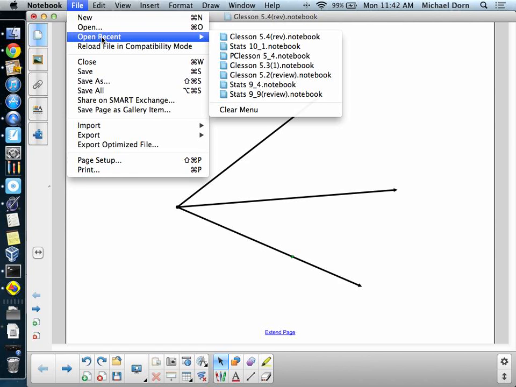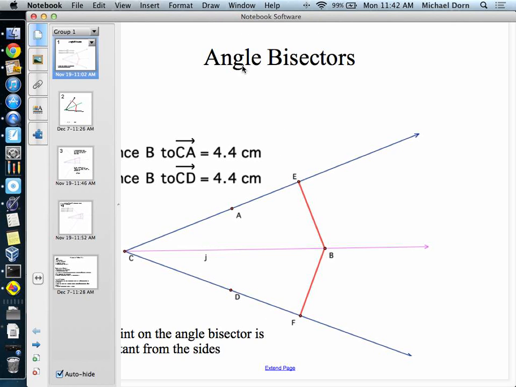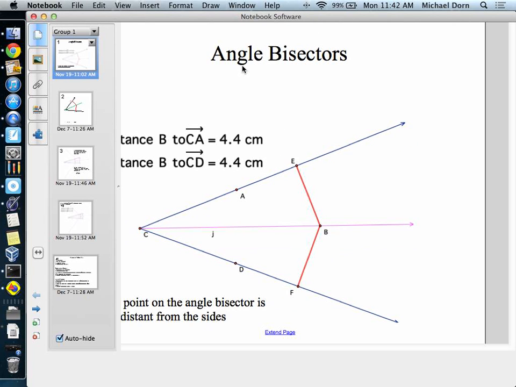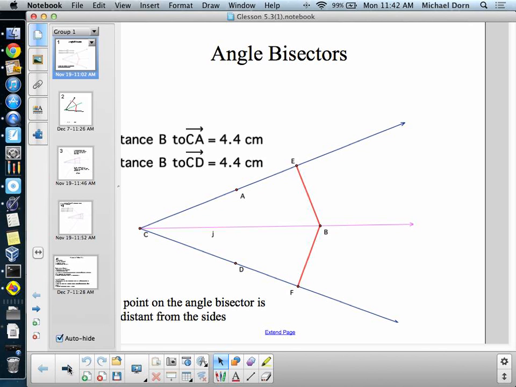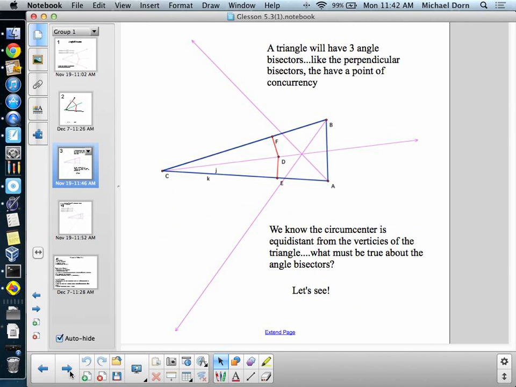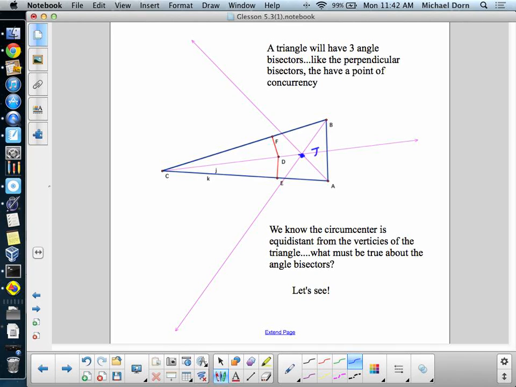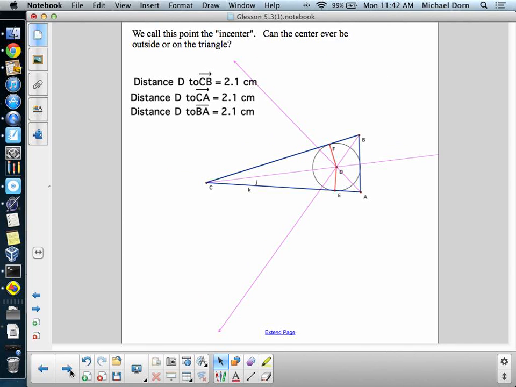5-3. Take a look at that one. Not sure if I got a good picture of that. These are some of the notes. So here we go. Here's all three angle bisectors drawn in. This point is called the in-center. Again, it's a point of concurrency. And again, that in-center is the center of a circle that fits perfectly within the triangle. It's tangent to all three sides.